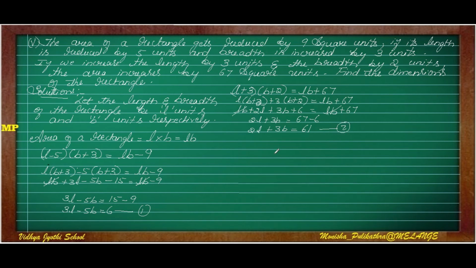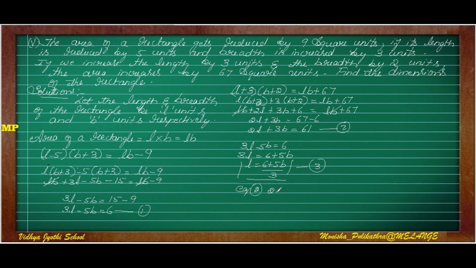Here we can take either elimination or substitution. I will take the substitution method this time. The first equation I will be rearranging: 3L minus 5B is equal to 6. So 3L is equal to 6 plus 5B. L is equal to (6 plus 5B) divided by 3. So this is equation 3. Let us substitute equation 3 into equation 2.